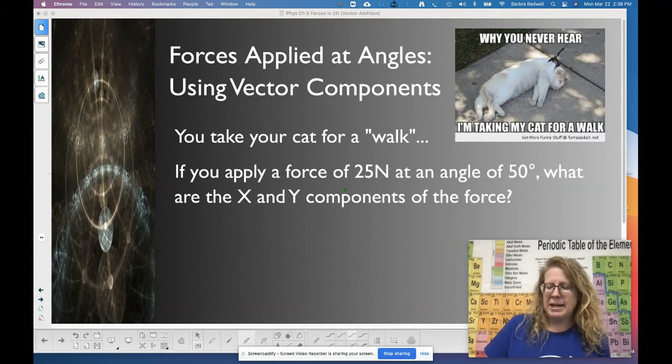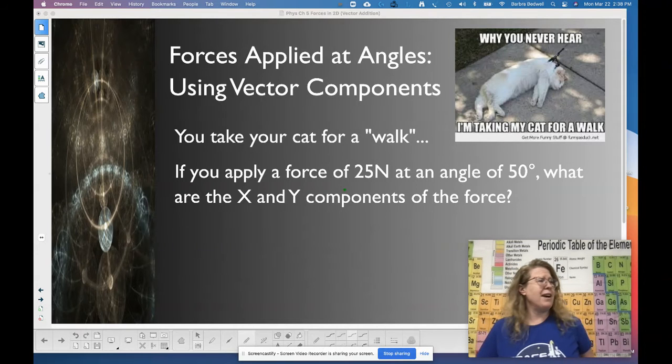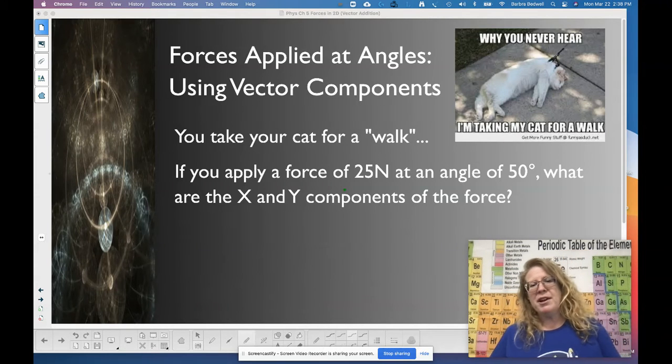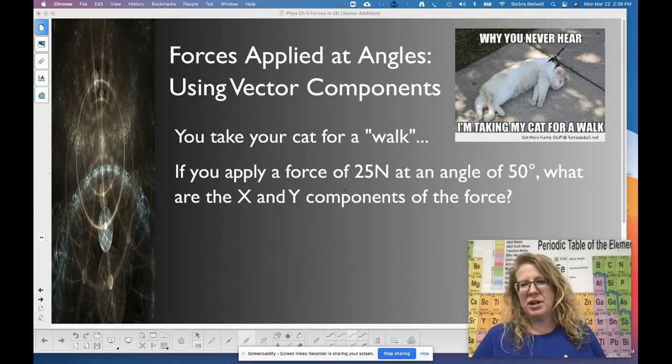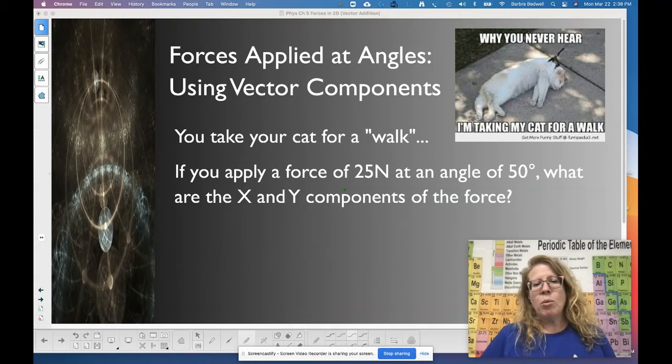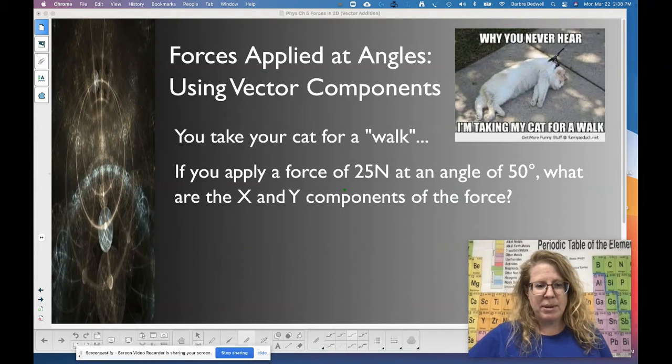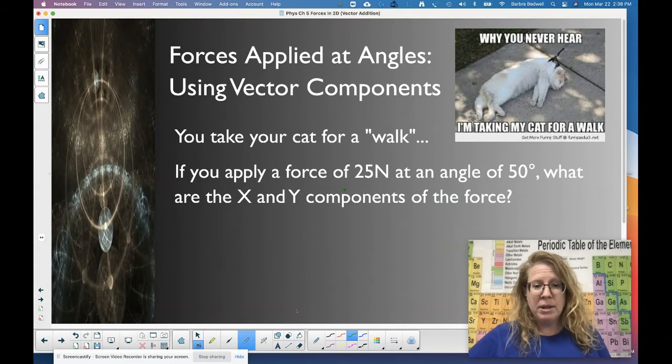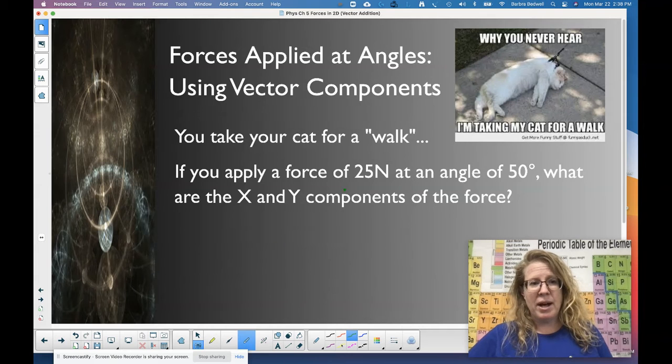So let's take a look at a practice problem. Here we've got: you're taking your cat for a walk and you're applying a force of 25 newtons at an angle of 50 degrees above horizontal. What are the x and y components of this force? This is just a warm-up to get us going into our next problem. Let's take a look at how we would diagram this problem and how we would figure out what our x and y forces are.